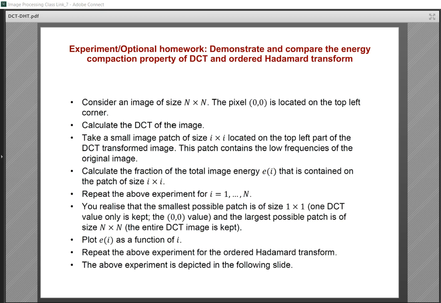Consider an image of size n by n. The pixel 00 is located at the top left corner. Calculate the density of the image. What are you typing?